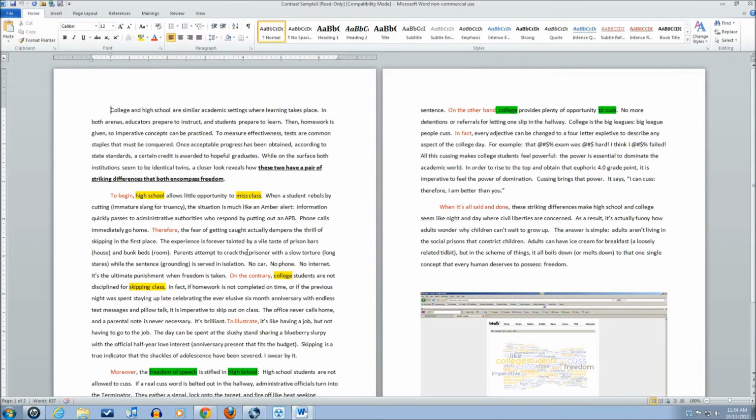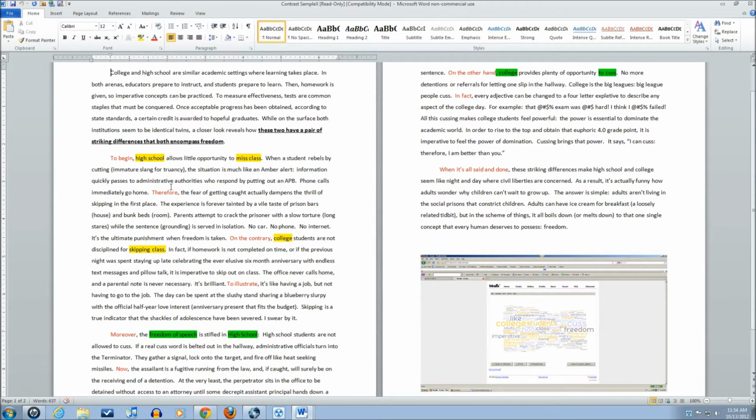Next, we're going to click on the contrast sample. And what I want you to notice is the balance. Here is the one that is not favored and the one that is favored. Both are about the same length, and both are elaborated thoroughly, state, explain, evaluate.